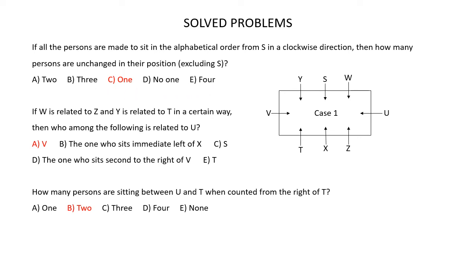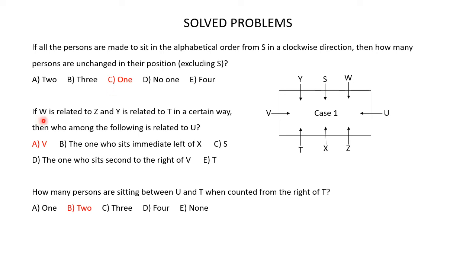So we have to start from S and move in the clockwise direction and in alphabetical order. So S, T, U. U has not changed its position. V, W, X, Y and Z. So you'll see that only U has not changed its position. So the correct answer is option C, 1.